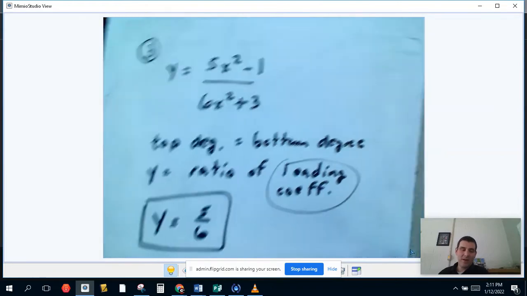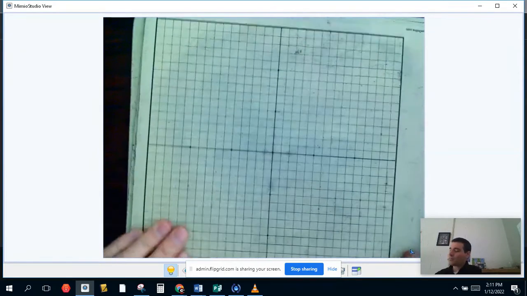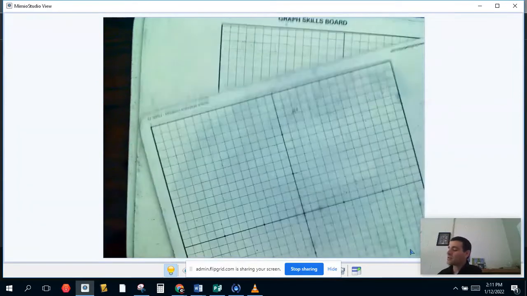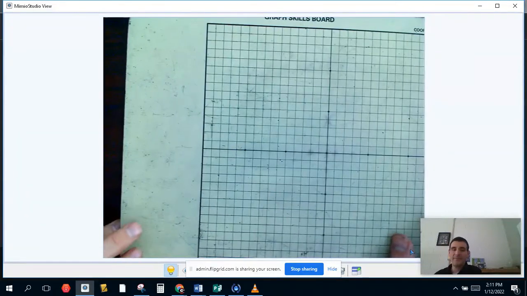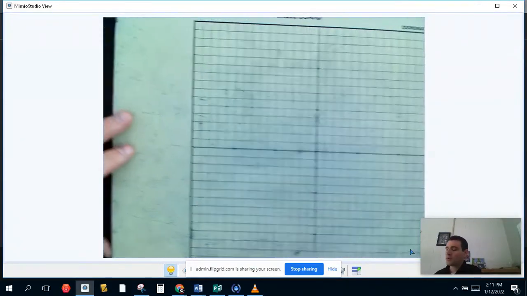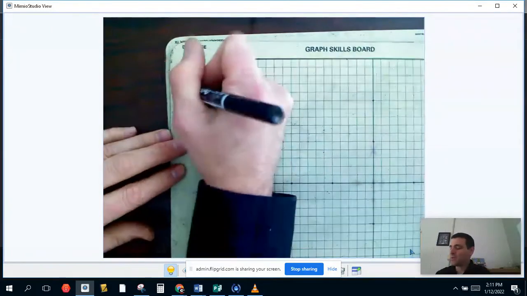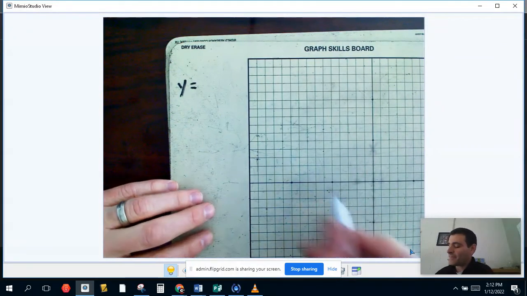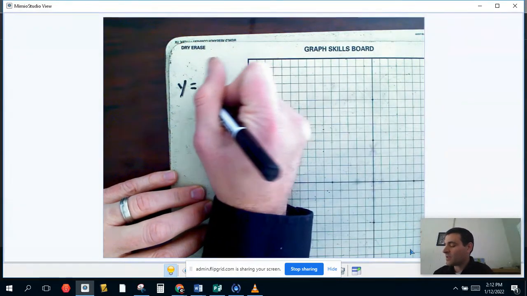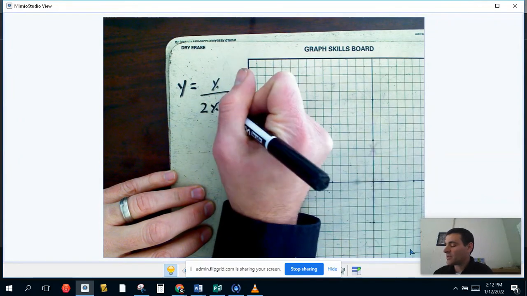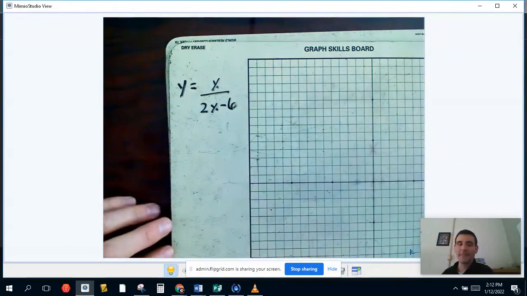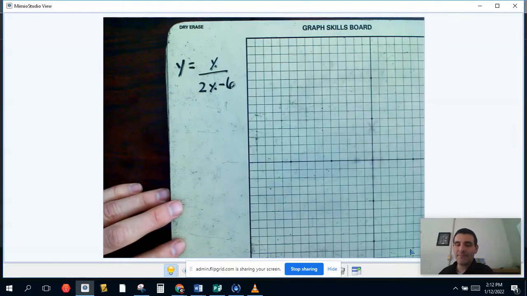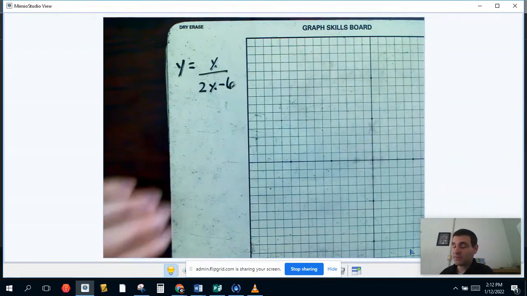All right, so we're going to take all that and we're going to graph one now. Try to find a graph that looks not too dirty here. Okay, we have a graph we want to graph. We'll do one like we just learned here. Let's say we have something like x over 2x minus 6. Okay, and we're going to graph this by looking at the asymptotes. So we're going to let Desmos help us some here, but we're going to at least put the asymptotes in.